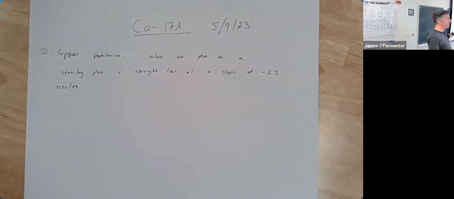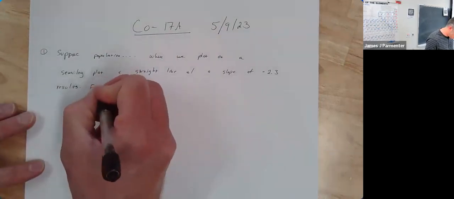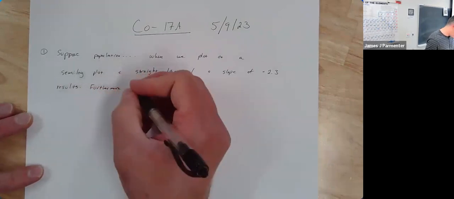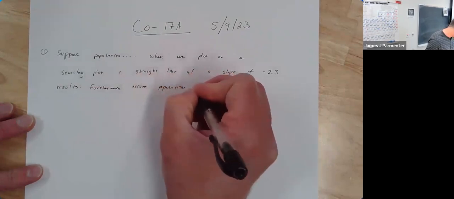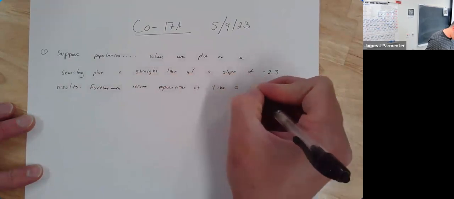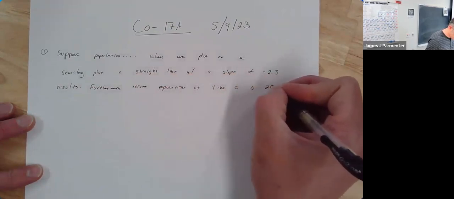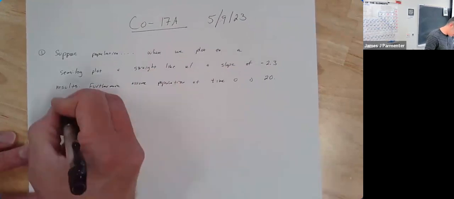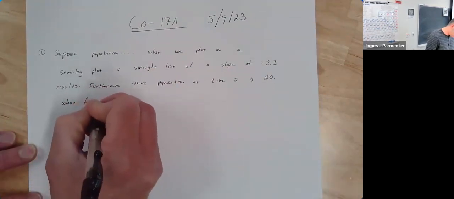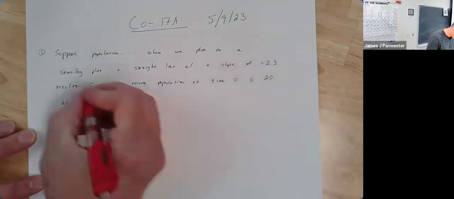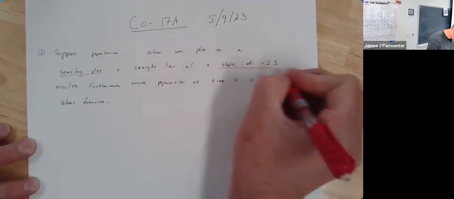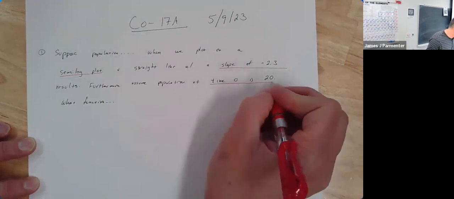Okay, there's 2 different ways of phrasing this next part. We'll do both of them. So I'm going to phrase it like she did in the problem here. Furthermore, assume the population at time 0 is 20. What function, etc., etc. Okay, so here are the things to zone in on, right? First, semi-log, great. Slope is negative 2.3. Population at time 0 is 20.